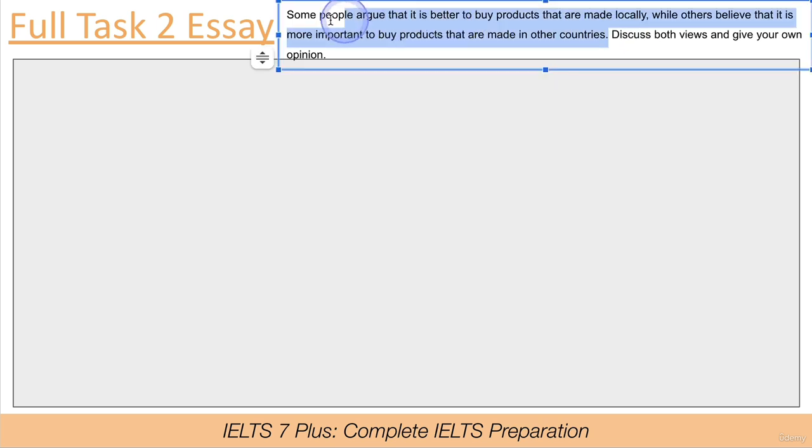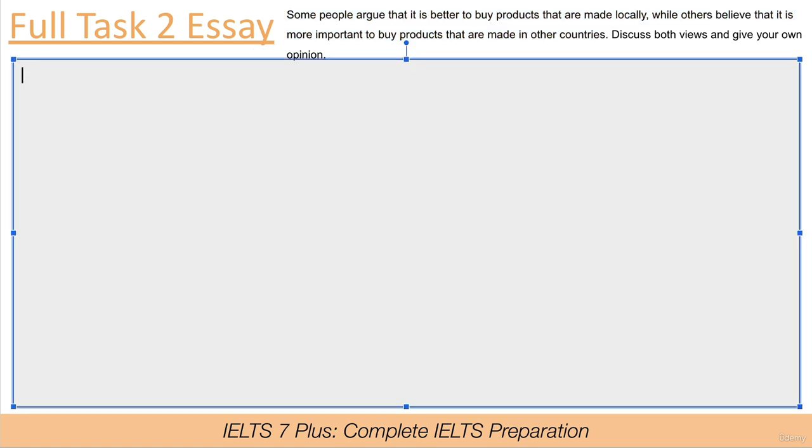And the first thing we need to do in every task 2 and task 1 actually is to paraphrase this sentence here. Maybe there's 2 sentences, in this case there's 1, but you're paraphrasing everything that's not the actual task itself, so the statement part. Some people argue that it is better to buy products that are made locally, while others believe that it is more important to buy products that are made in other countries. Okay, right, so let's have a think about how we can put this into our own words.